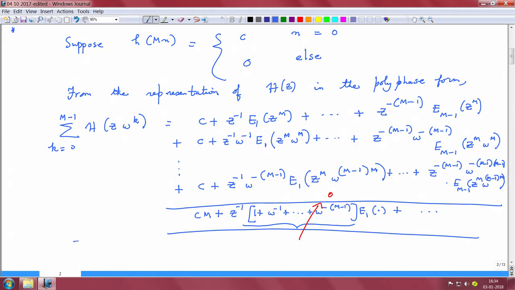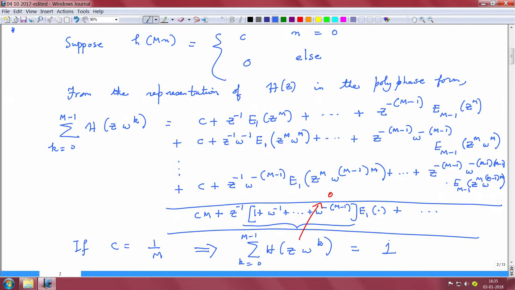Now, if c is chosen to be 1 upon M, this would imply that the summation k equals 0 to M minus 1 of the base filter and all the translates, that is M minus 1 copies, is going to evaluate to 1, which is basically a flat response.